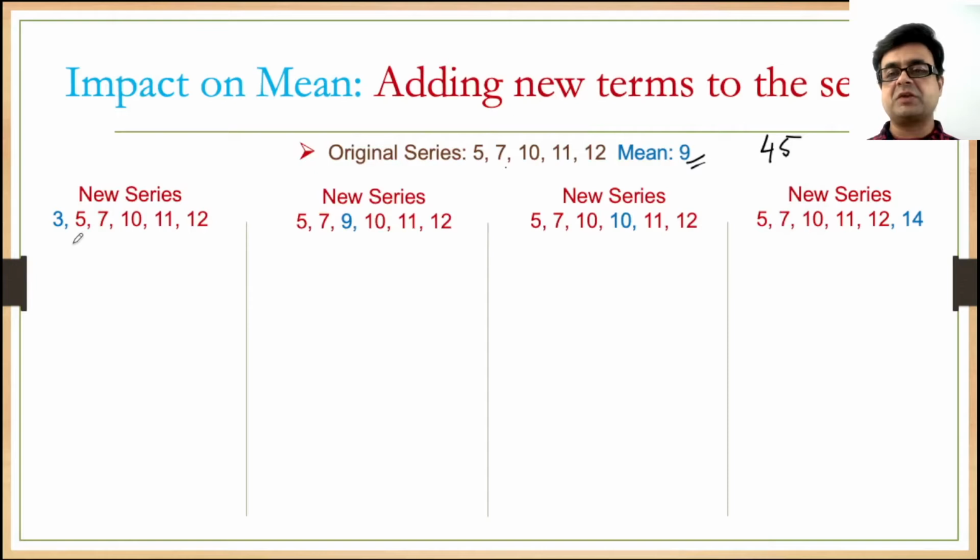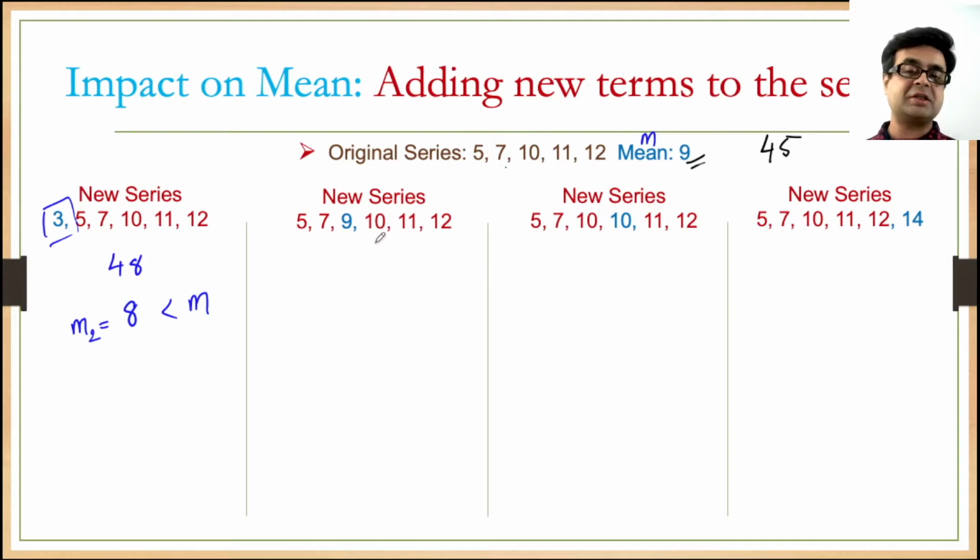Let's first start with a new series where we are adding this number 3 to the series without changing anything else in the series, and see what is the impact to the mean. So what you see is the new sum would be 48. And since now there are 6 terms, the average would be 48 divided by 6, which is 8. So the new mean, which I'm going to call M2, is actually less than M, which is my original mean.